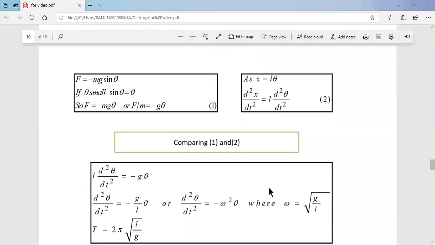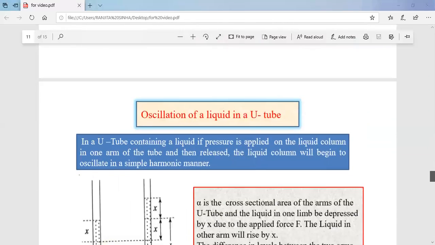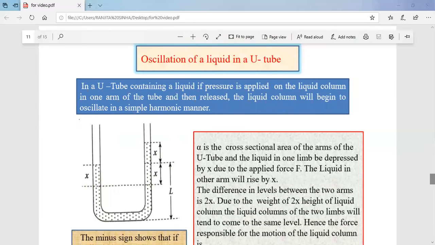So comparing equation 1 and equation 2, we can write L d2 theta by dt square equals minus g theta. So d2 theta by dt square equals minus g by L into theta. Ultimately, d2 theta by dt square equals minus omega square into theta, where omega equals root over g by L. So the time period of oscillation equals 2 pi root over L by g. So a simple pendulum executes SHM with time period equal to 2 pi root over L by g. Now another example: oscillation of liquid in a U-tube.